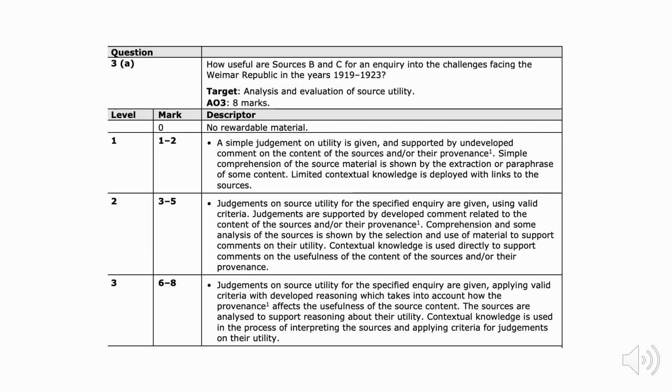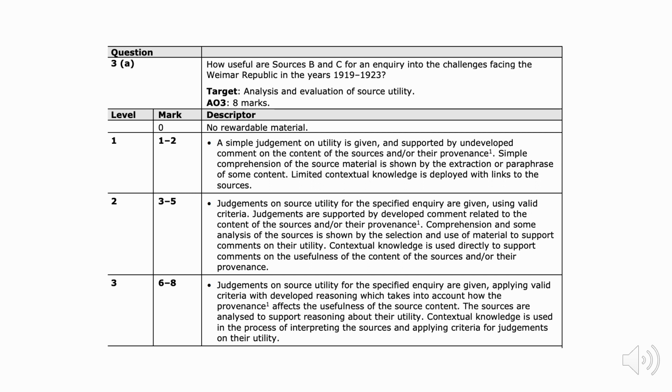As you can see in band 3 or level 3, to get 6 to 8 marks, judgments on source utility for the specified inquiry are given. So that basically means you're telling me whether you believe the source is useful or not. You take into account how the provenance, so think about nature, origin, and purpose, affects the usefulness. The sources are then analysed, so that's where you're picking out your content. And then the key part is where it says contextual knowledge is used.